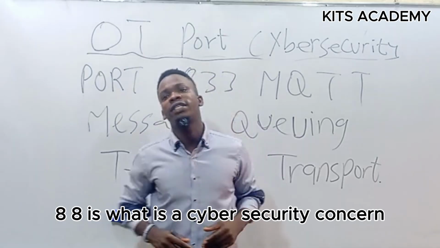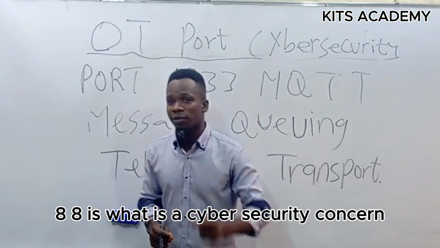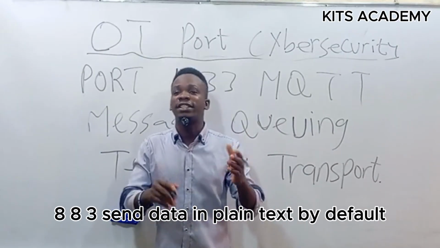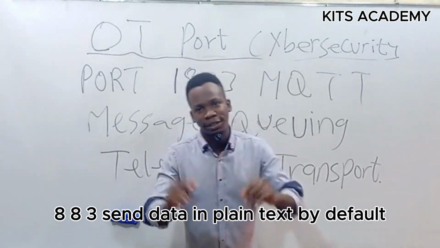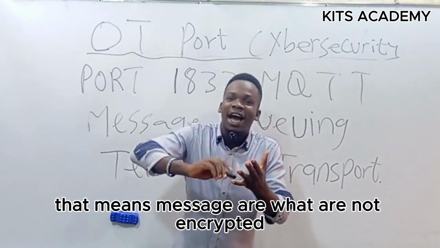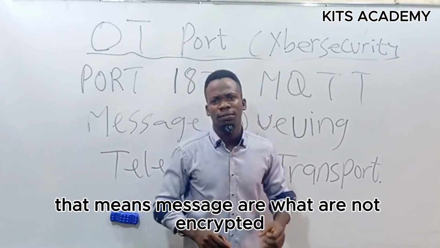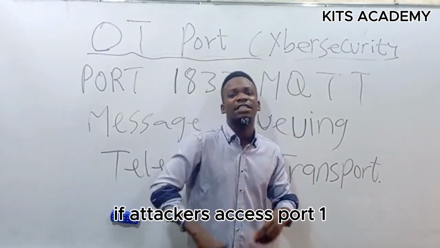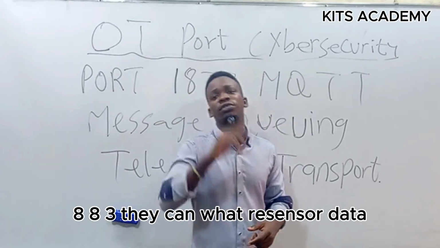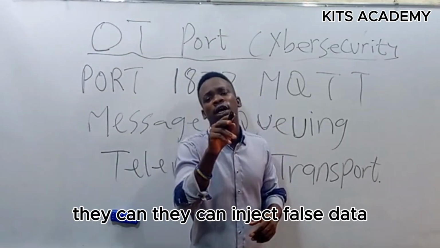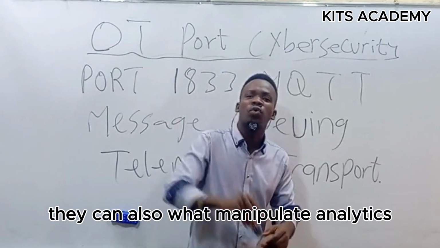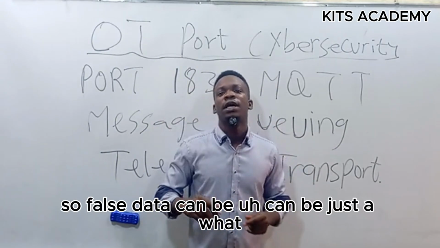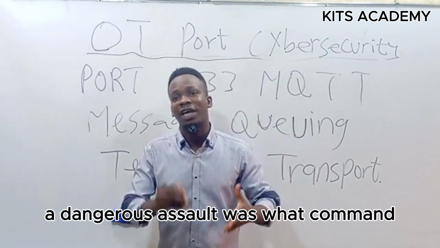So why is port 1883 a cybersecurity concern? Here is a critical issue. Port 1883 sends data in plain text by default. That means messages are not encrypted. Anyone listening can read them. Authentication is often weak. If attackers access port 1883, they can read sensor data. They can inject false data. They can also manipulate analytics. So false data can be just as dangerous as false commands.